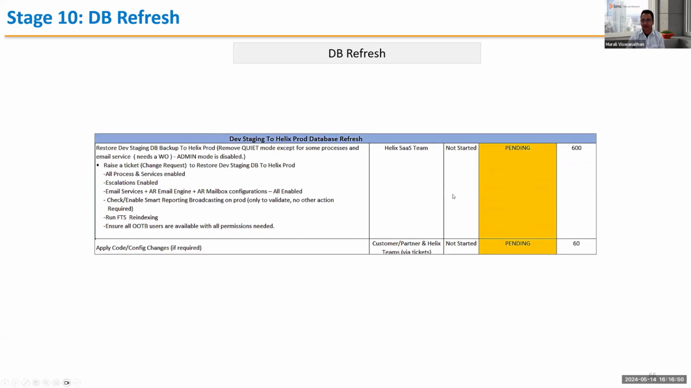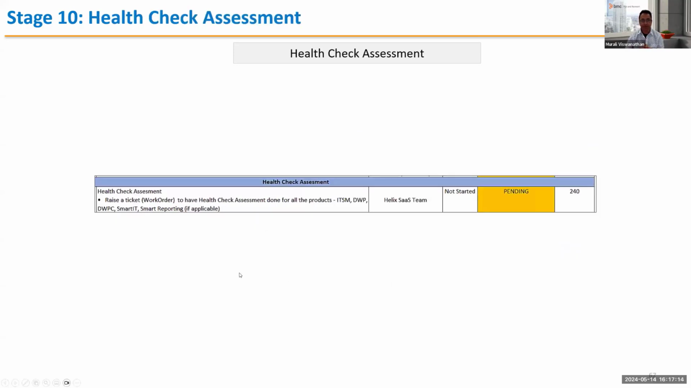So this is an estimate, 600 minutes as an estimate for your dev to prod refresh, right? And some customers I've seen, they may be applying some code changes or config changes if required. But again, as I said, if you follow the process, all the config changes should be already available, right? So again, if required, we've added some time for the customers as well here in the project team.